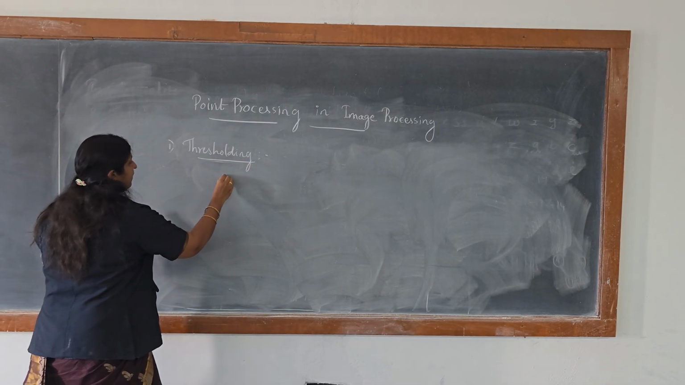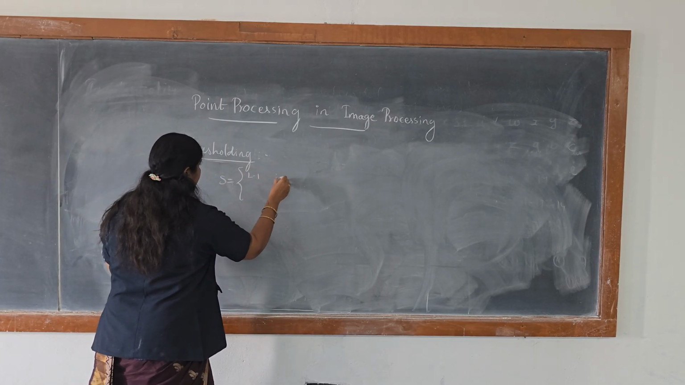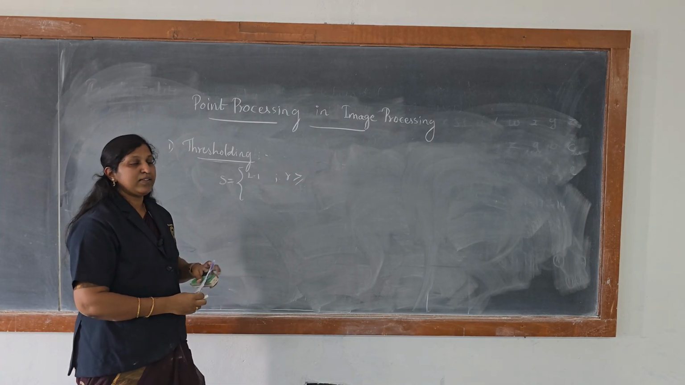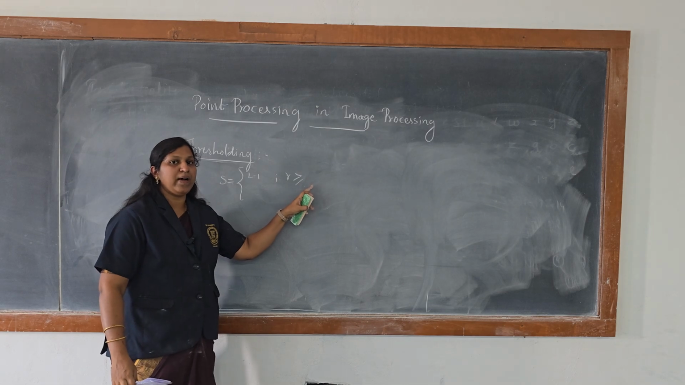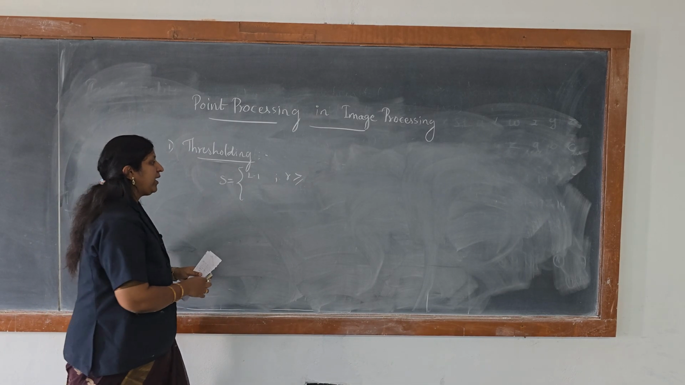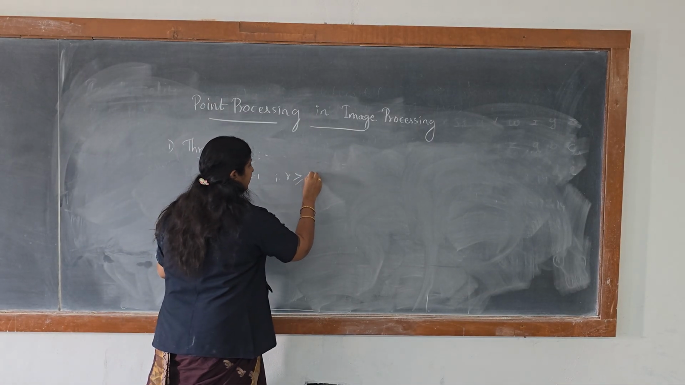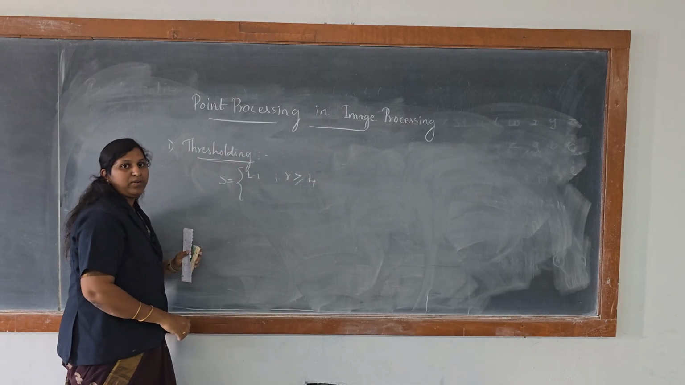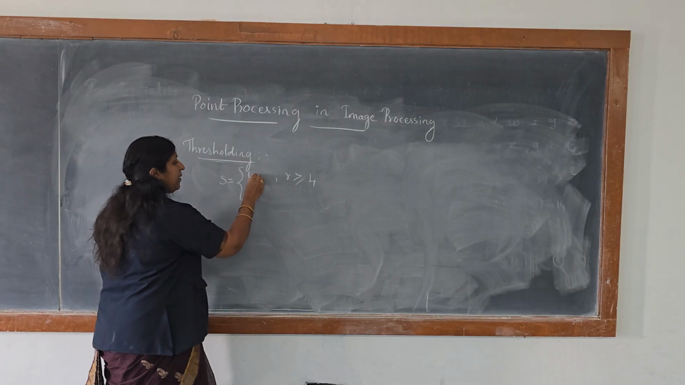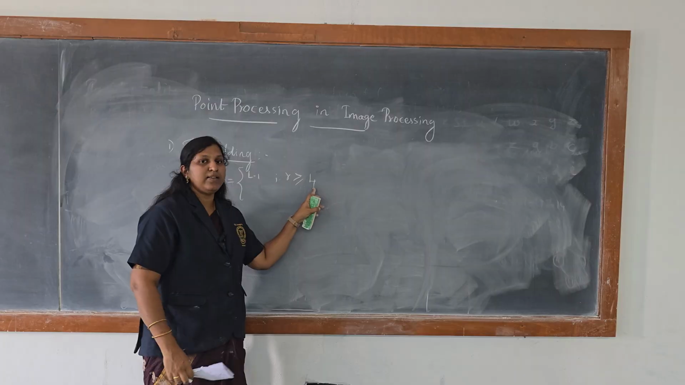So in thresholding, we use the formula S is equal to L minus 1 if R is greater than or equal to a threshold value, which we can fix. Based on the threshold value, we modify the input image into the output image. Here, for this example, I am going to fix the threshold value as 4, because we are going to consider the same previous image matrix. The maximum value here is 7, so I am taking 4 as the threshold value.